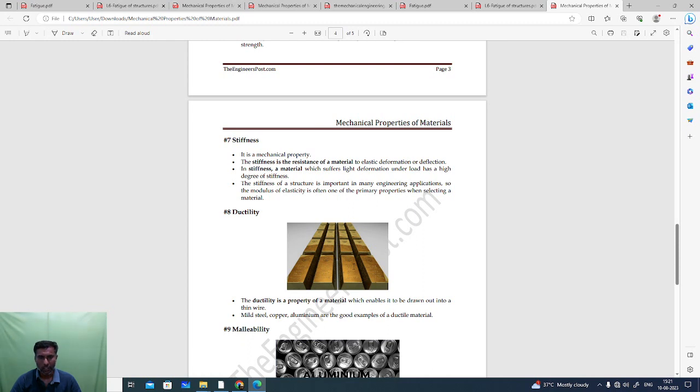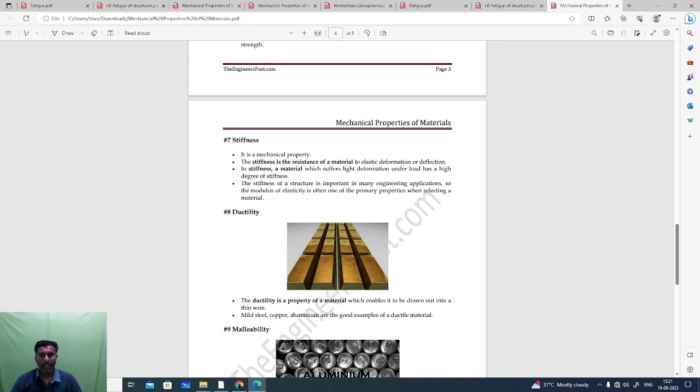The stiffness of a structure is important in many engineering applications, where the modulus of elasticity is considered. For example, a spring is a stiff material. When a load is applied, it is absorbed, and when released, the spring returns to its original shape. Spring is one of the best examples of stiffness. Rubber, used for beds and pillows, is also a stiffness example.